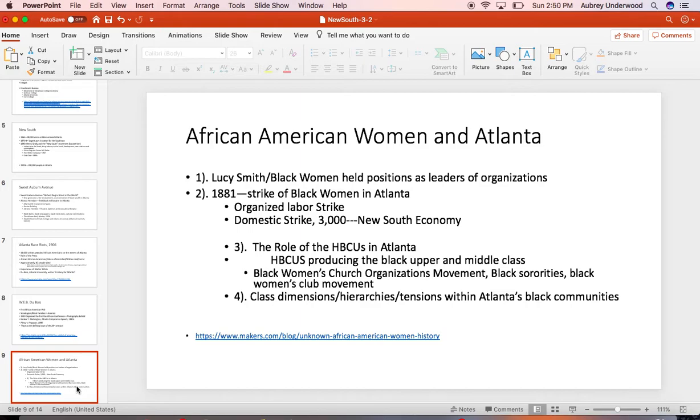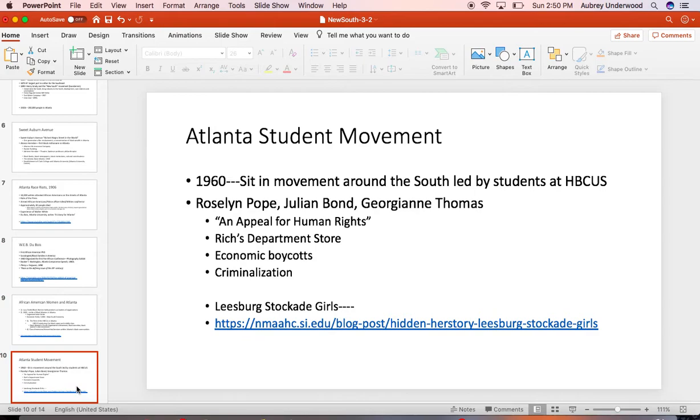This was done through Black sororities, the Black church, the Black women's club movement, and all of these different socially active, community-based organizations. Of course, there are certainly tensions and problems, and issues of classism within Black communities as well, which also give us a much richer, more nuanced understanding of this history. Atlanta and the Atlanta University Center will continue to inspire activism across this time period.